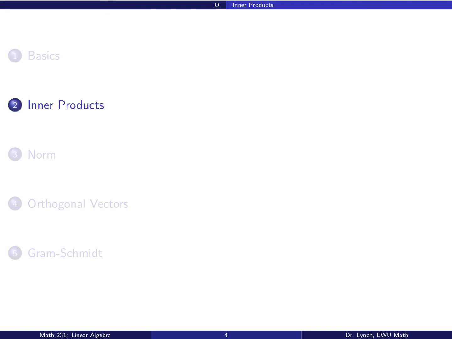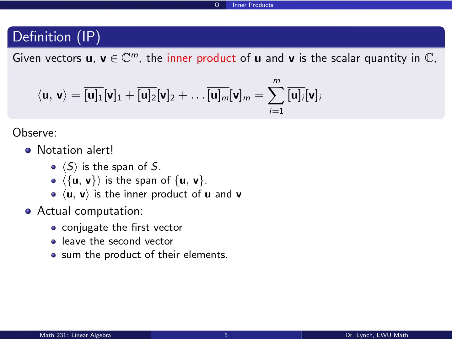Okay, let's talk about inner products. Here's the definition of an inner product. It might be a little different than you've seen before, so just be ready for that. If u and v are vectors with possibly complex elements, then the inner product of u and v is the conjugate of u1 times v1 plus the conjugate of u2 times v2. And we keep summing all the way out to the conjugate of the last one, um times vm. Okay, so again here, the computation is conjugate the first vector, leave the second vector alone, and then sum the product of their elements.